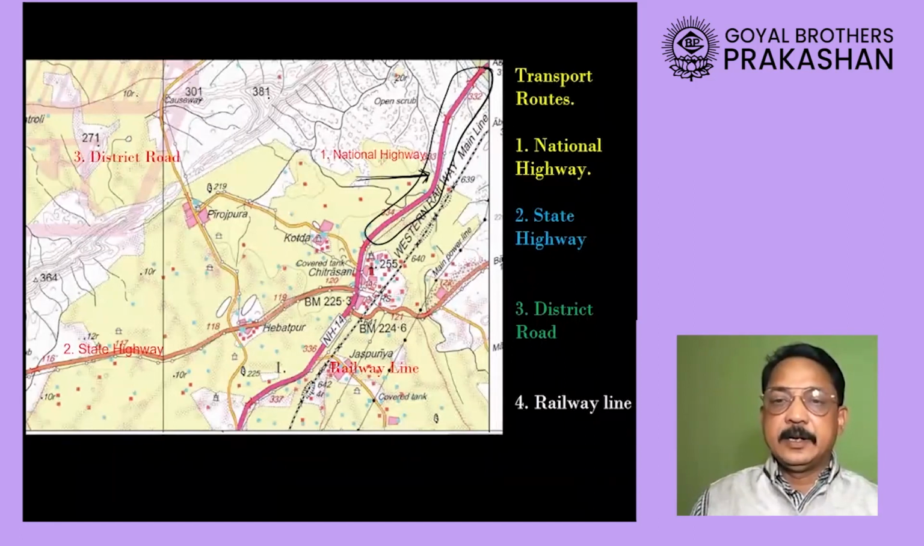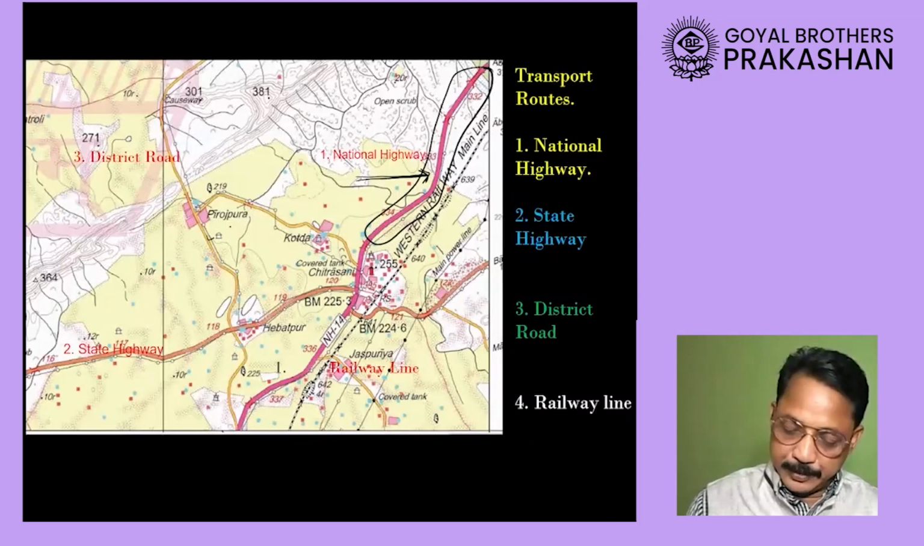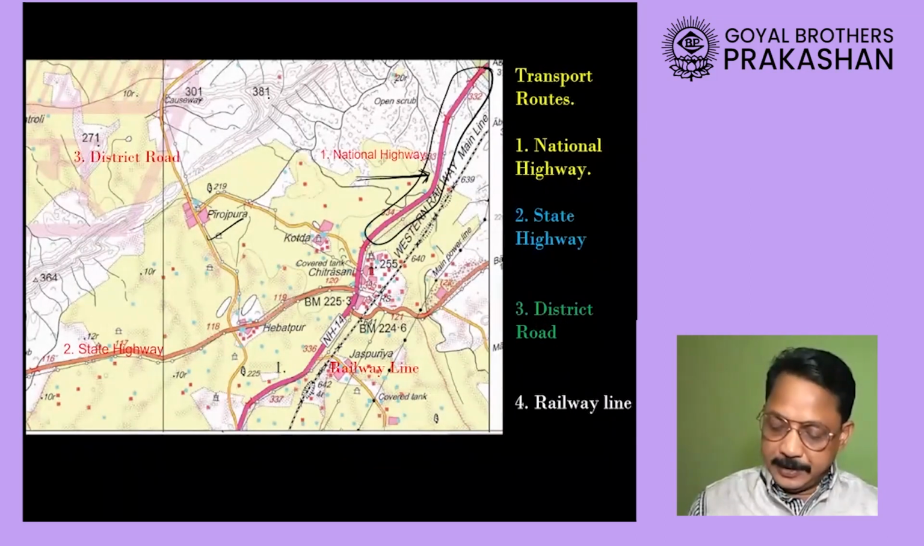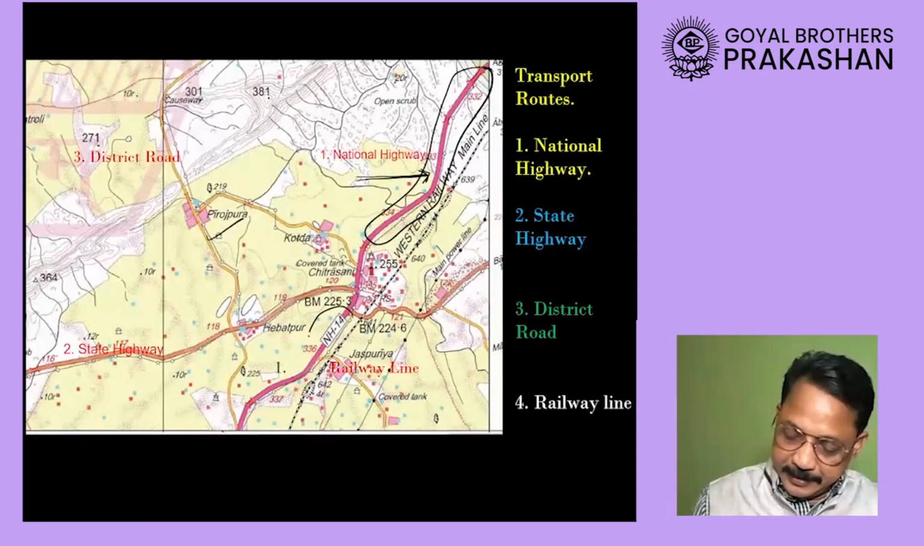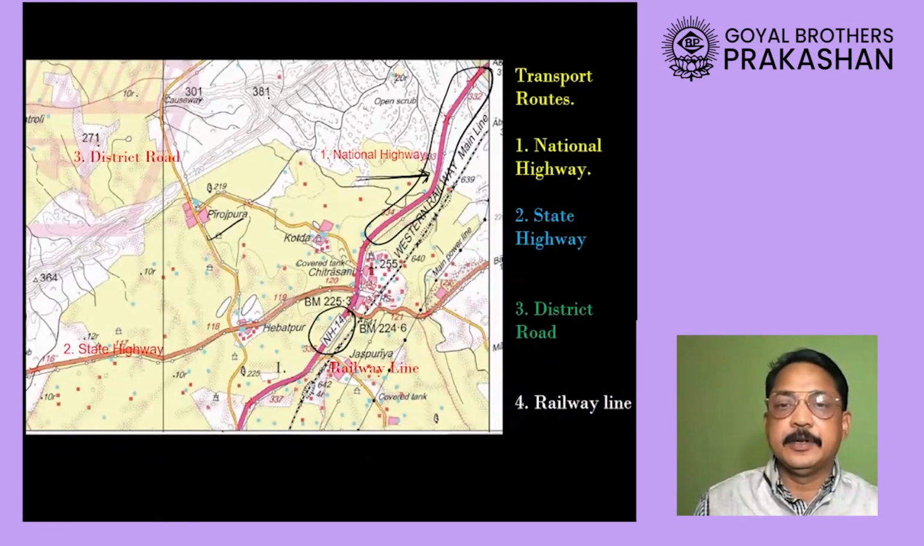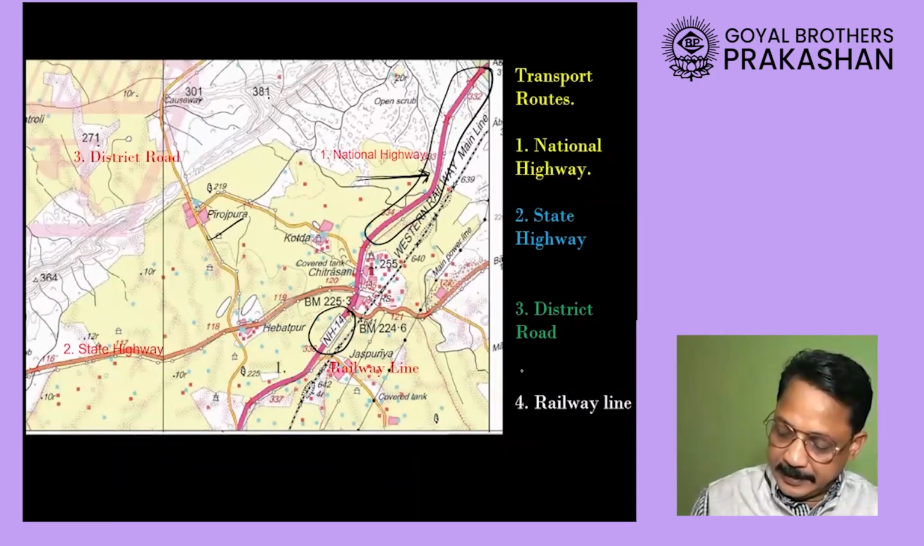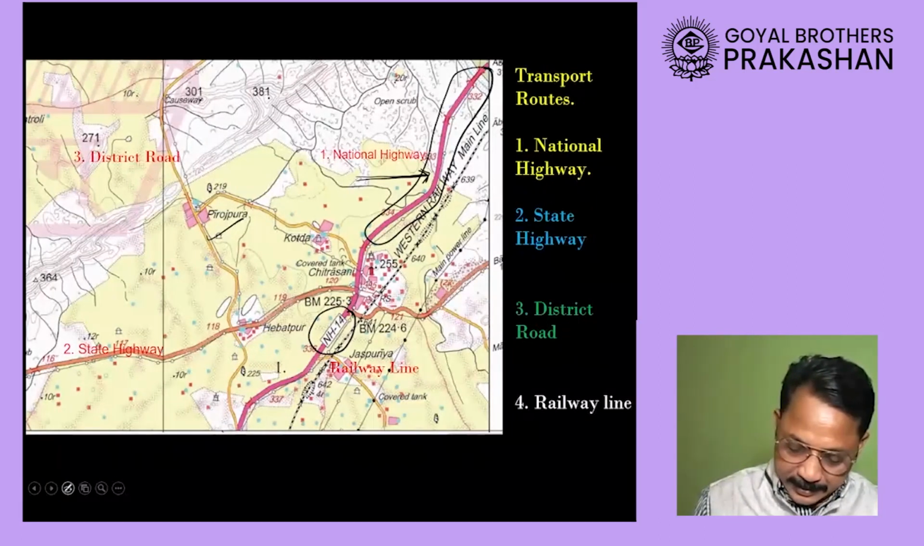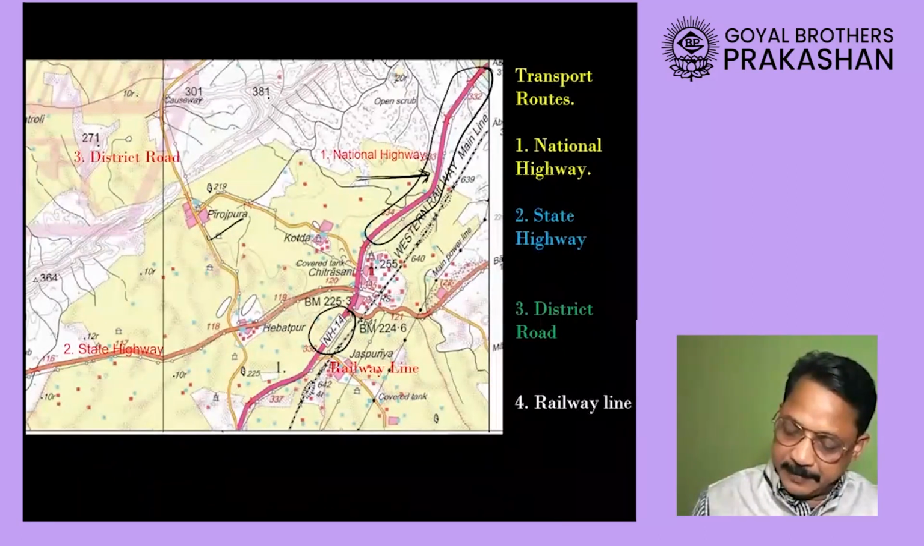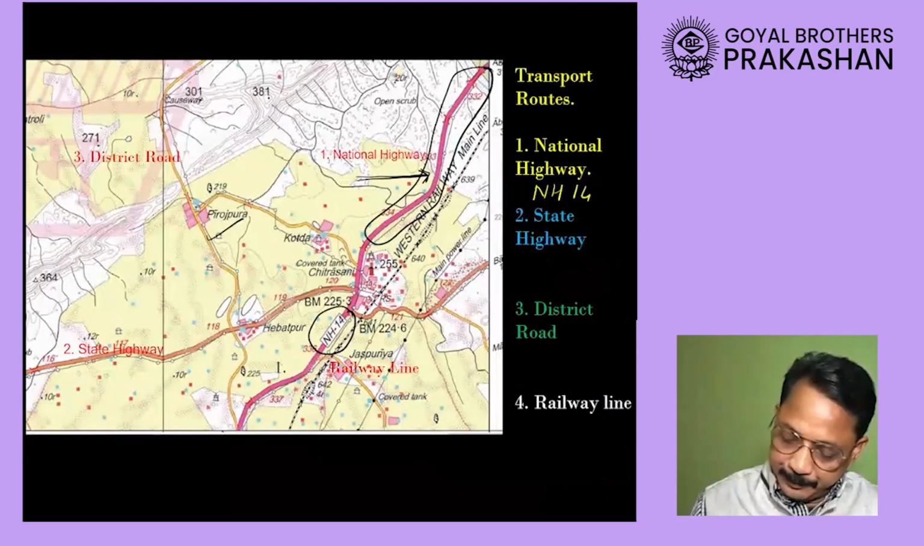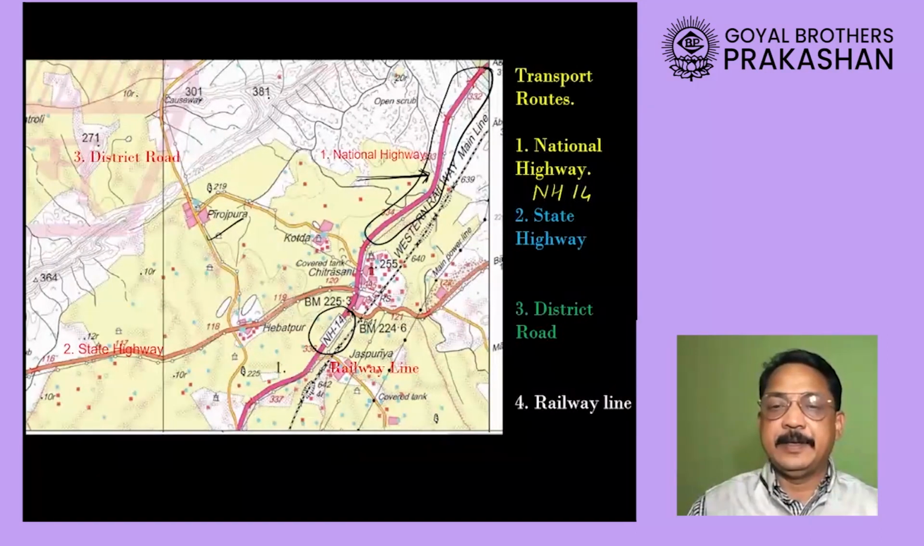This is the magenta color. The width of the road is slightly more as compared to this road. We call this kind of road a National Highway. Dear student, here you can see the letters NH already printed on the map. N stands for National, H stands for Highway. So this is a National Highway. A number is written there, NH14. That means it is National Highway number 14.